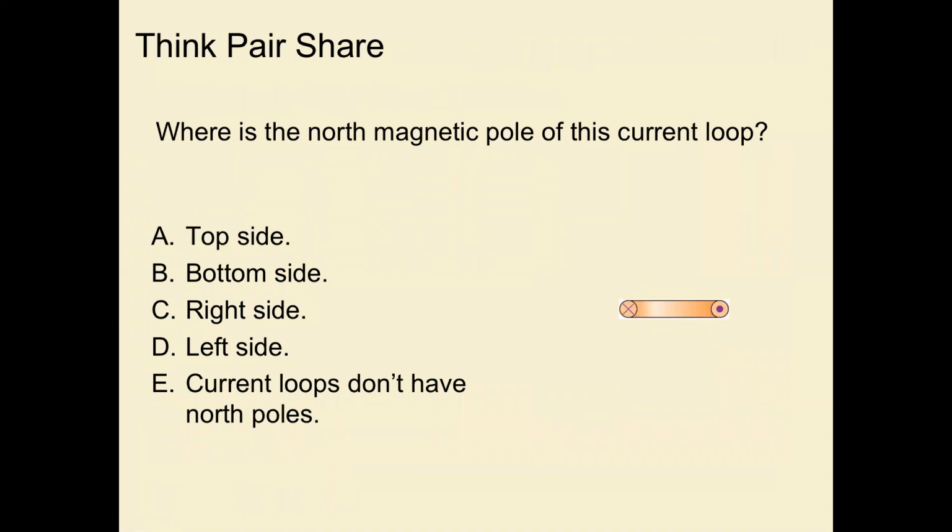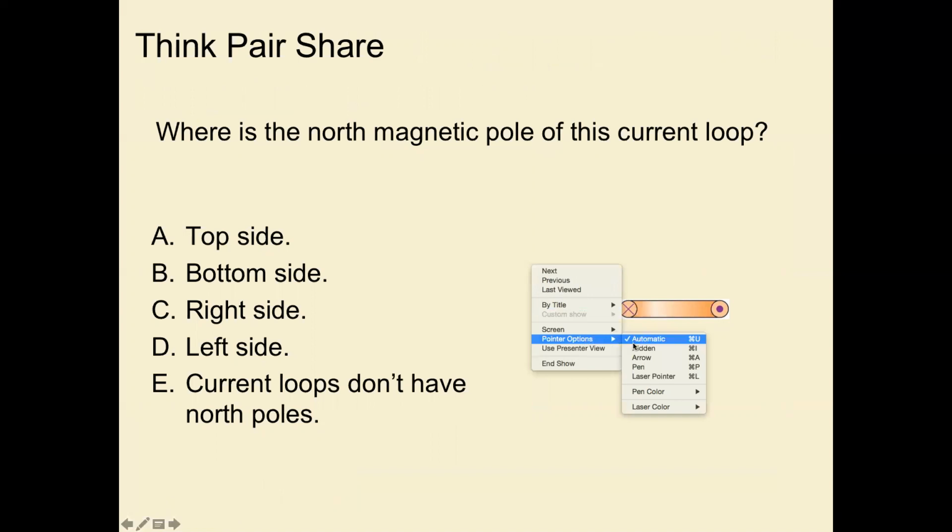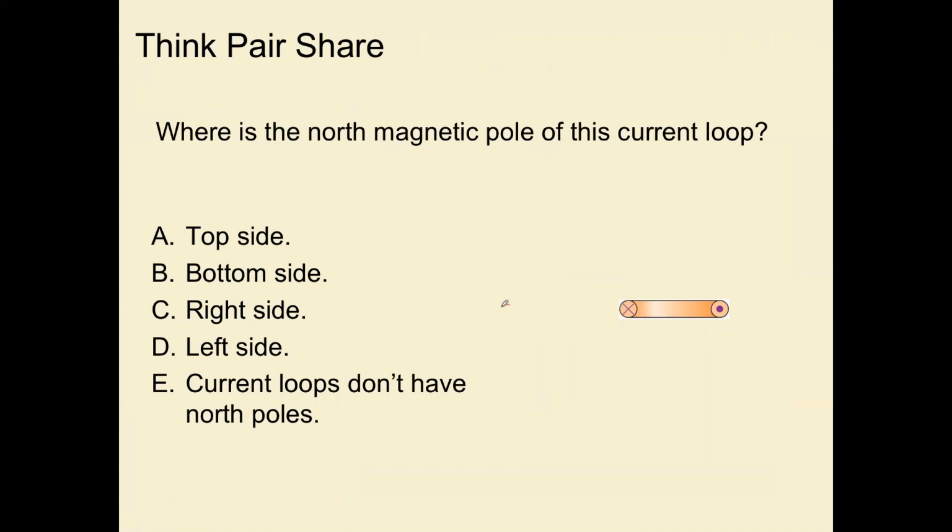And in this question, where is the north magnetic pole of this current loop? So think about, this is a ring, it's a loop, which means that we can make a circle horizontally.